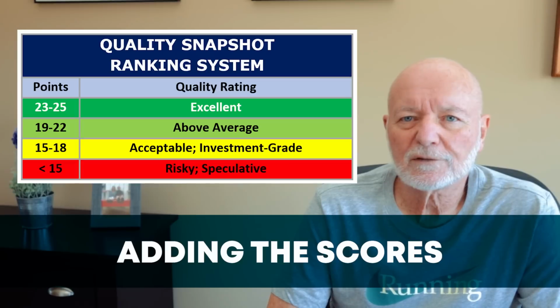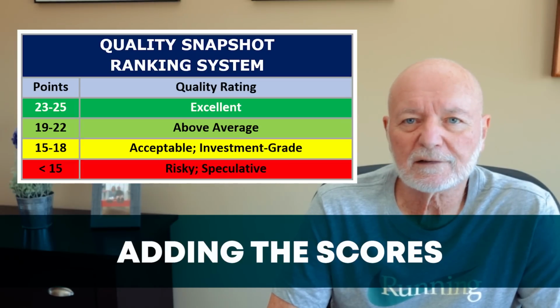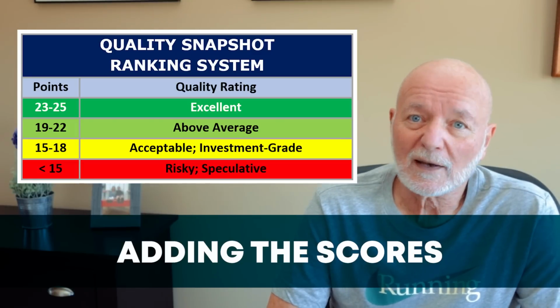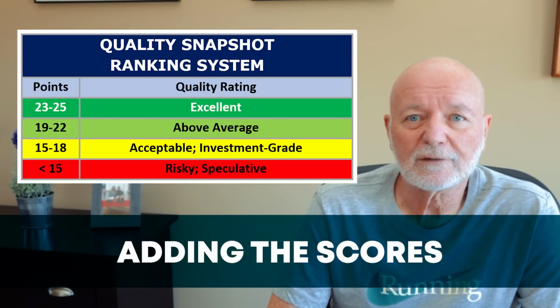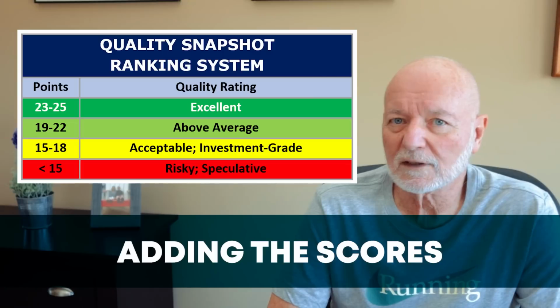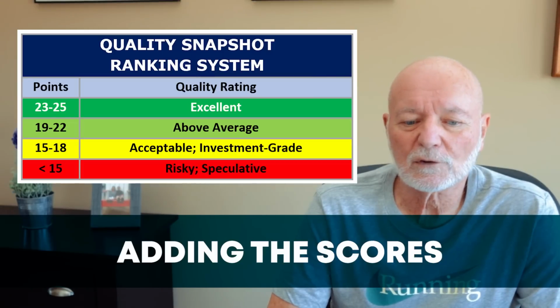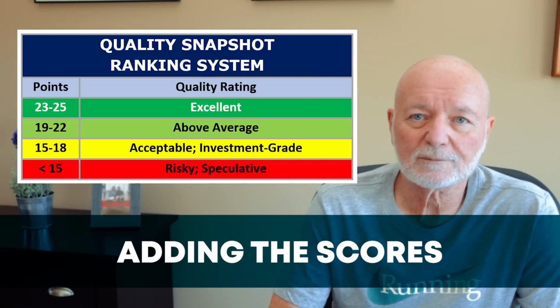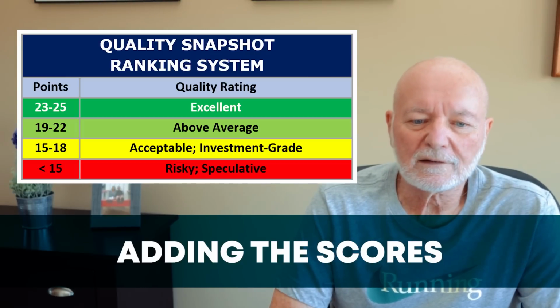If a company scores fewer than 15 points on my system out of the 25 points available, I consider it to be risky and speculative and probably not investment grade. I don't think I am currently invested in any company that scores less than 15 points on the quality snapshot system. And that's how I create quality snapshots.